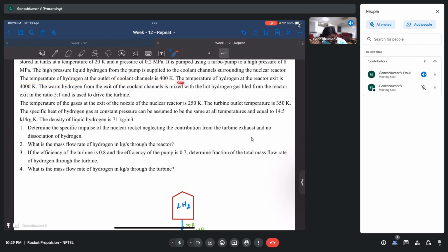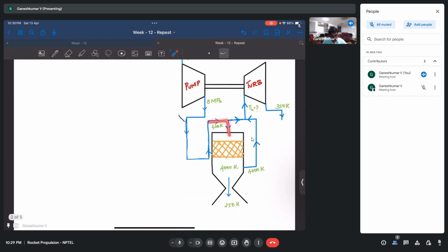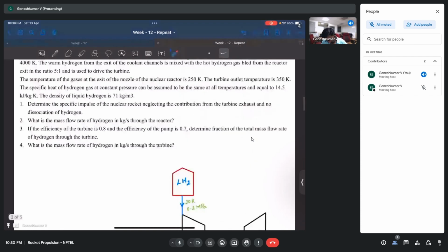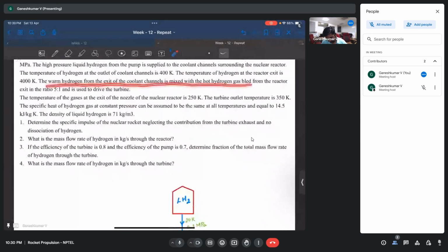Now the temperature of hydrogen at the reactor exit is 4000 Kelvin. So whatever came out of the coolant channel is actually fed into the reactor, and when it comes out of the reactor, it is 4000 Kelvin. Okay, and it doesn't stop there. The warm hydrogen from the exit of the coolant channel is mixed with hot hydrogen gas bled from the reactor exit in the ratio of 5:1 and is used to drive the turbine.